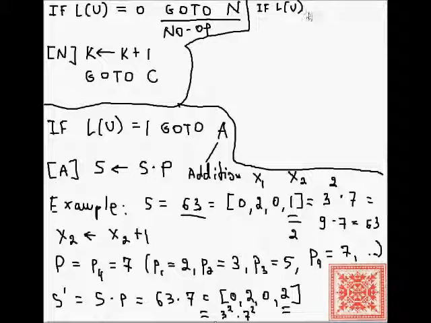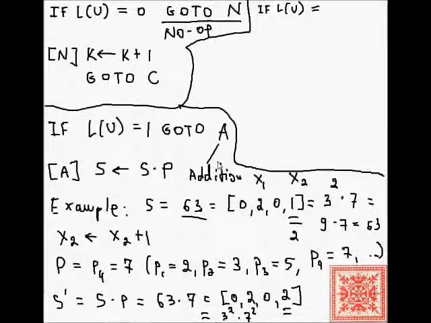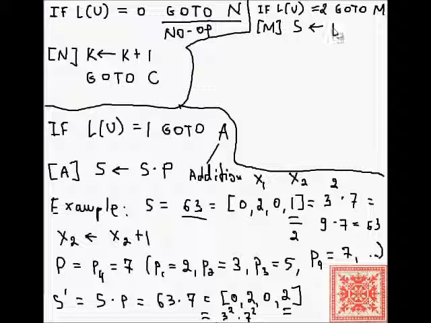And finally, subtraction. If L of u is equal to 2, I think it's 2. Yes, 2, which is the number of the subtraction, the type of the subtraction. Go to M minus. So at M, we just simply set s to be the floor of the division of s by p. We divide s by p.